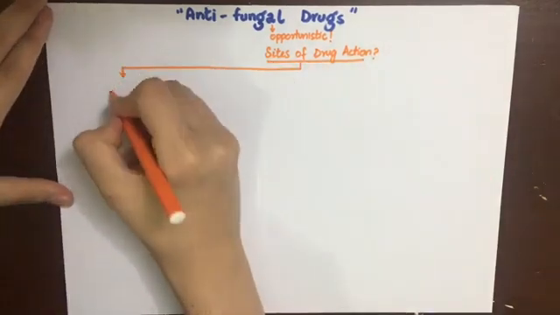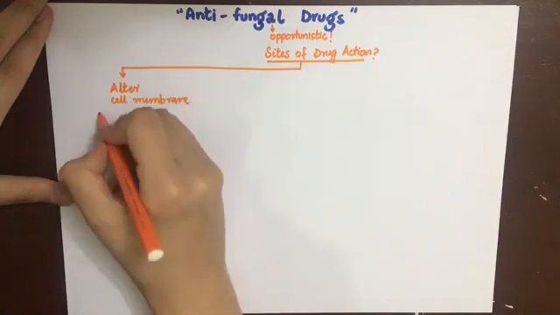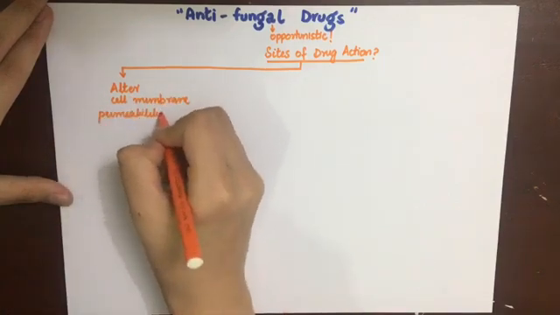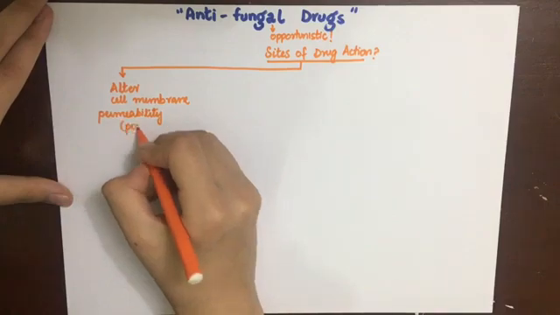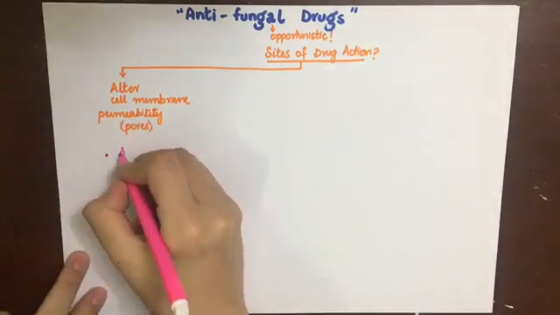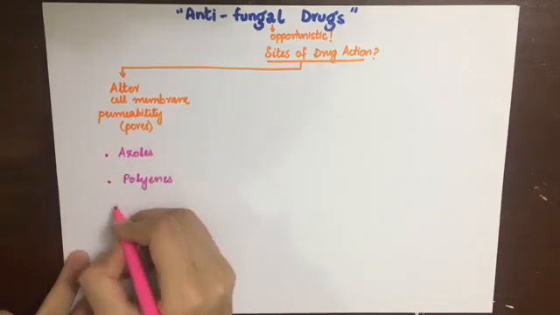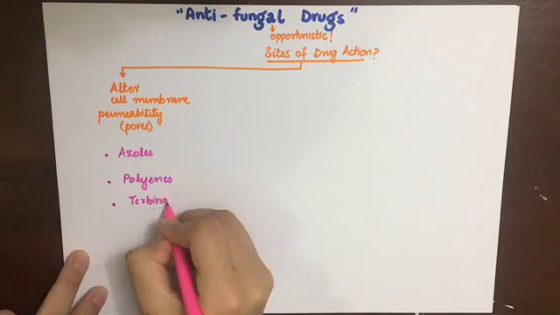Some of these drugs alter the cell membrane permeability by making pores in the cell membrane, thus leading to leakage of cellular contents and death of the fungal cell. These drugs include azoles, polyenes, and terbinafine.